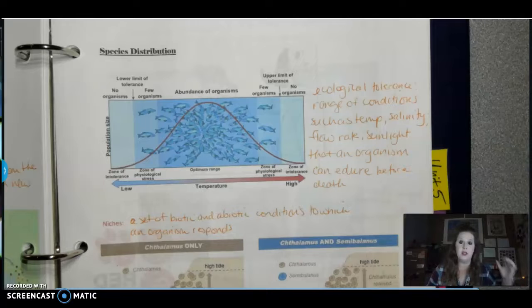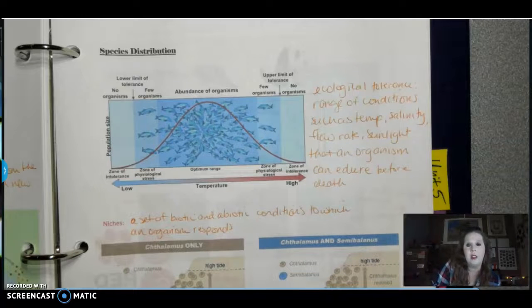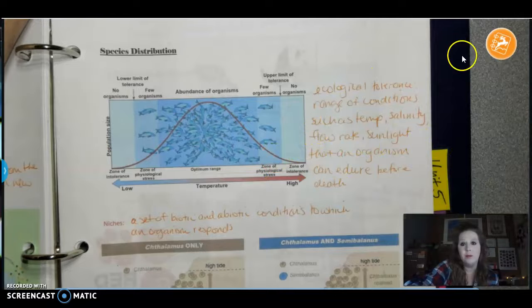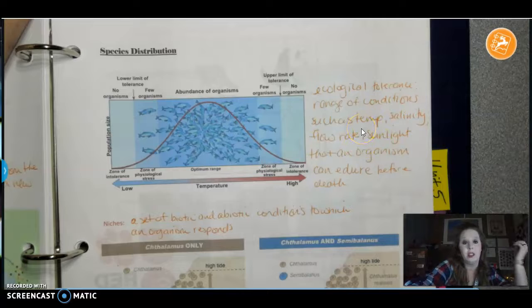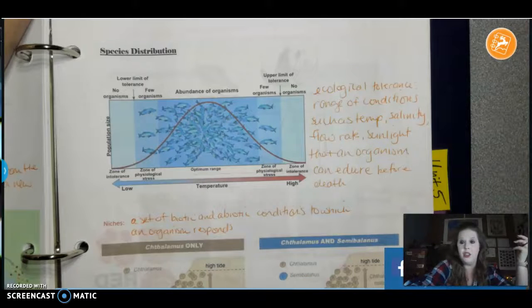So this first graph right here is showing us species distribution. This is referring to what we call ecological tolerance. It's a range of conditions in which animals or plants or any other organism is going to have the greatest survival rate. All right.